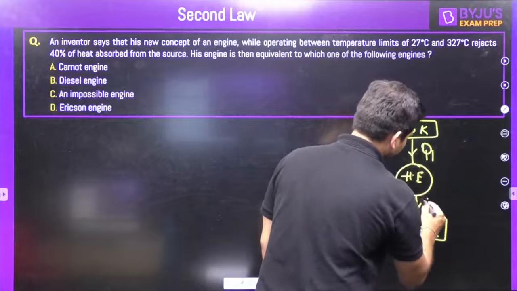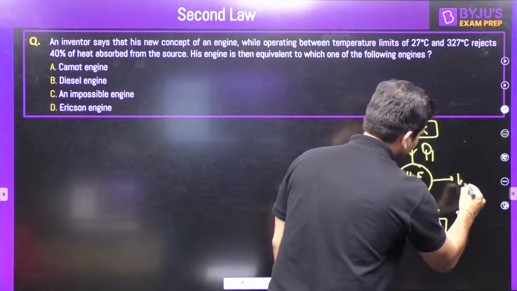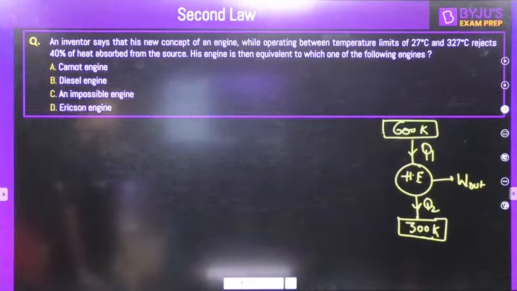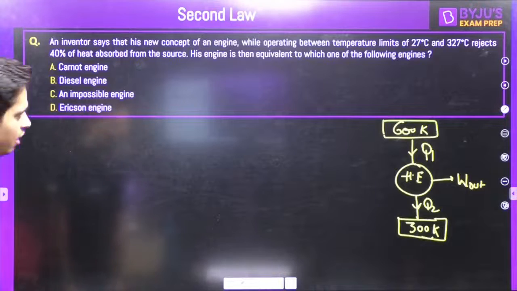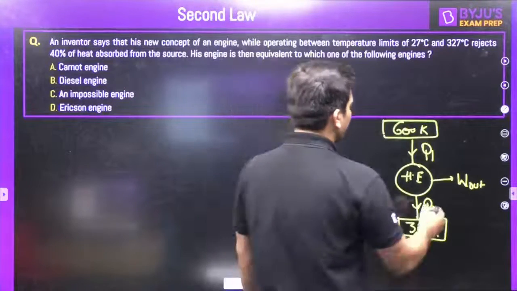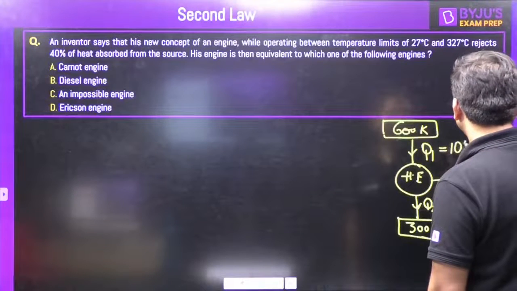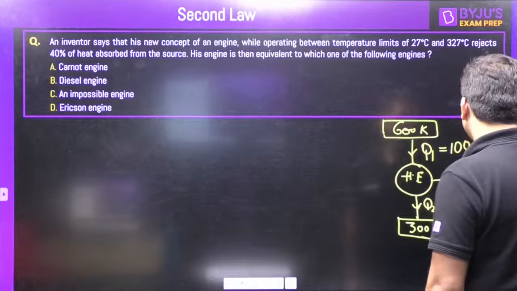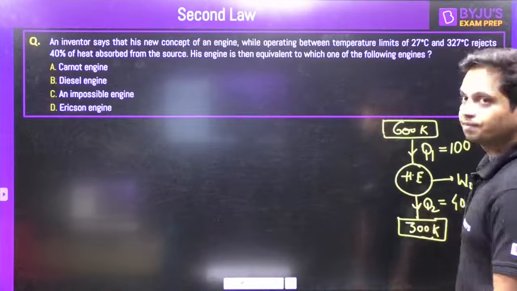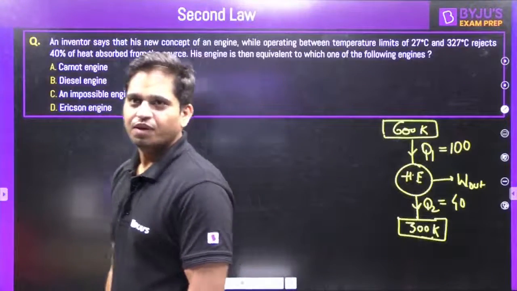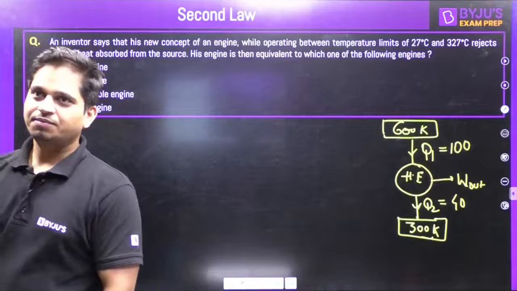Q1, Q2, W out. Now this inventor is saying that it rejects 40% of the heat absorbed from the source. So if Q1 is 100, then 40% is rejected, meaning 40 is rejected. C, yes, that is correct, Vijaya. Impossible engine, that is correct.